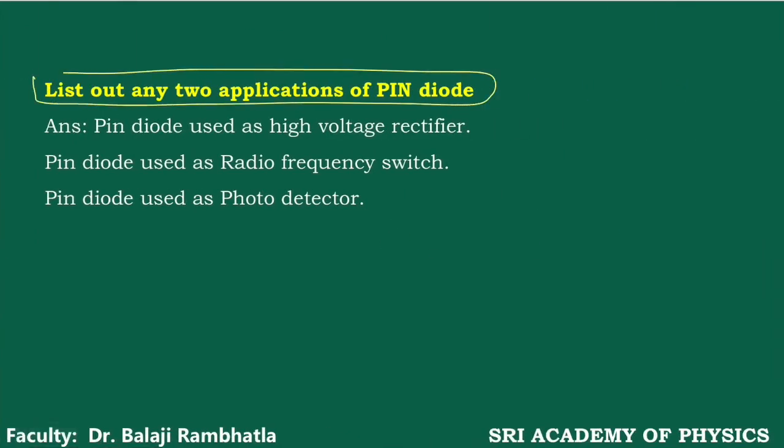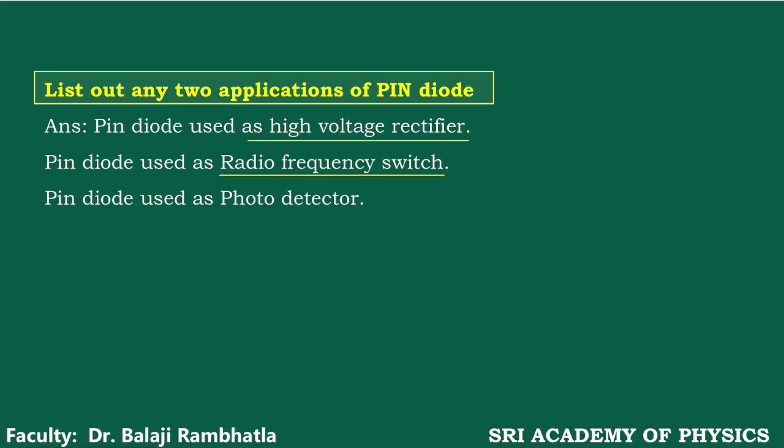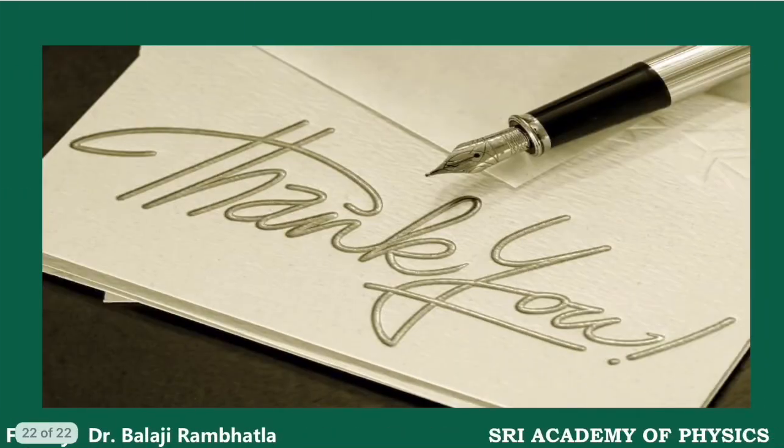Next, list out any two applications of the PIN diode. The PIN diode is used as a high voltage rectifier. The PIN diode is used as a radio frequency switch. The PIN diode is used as a photo detector.